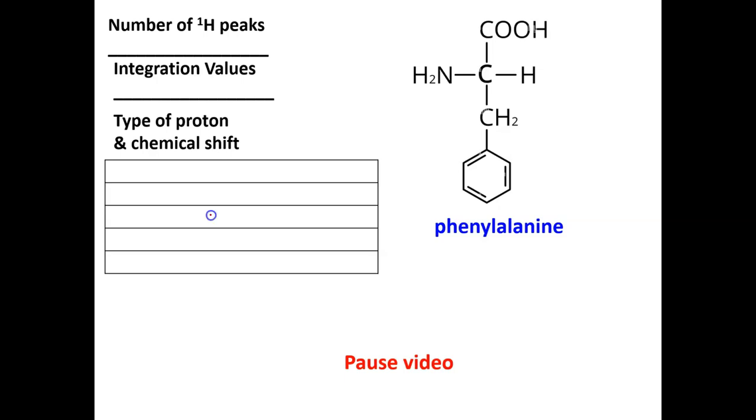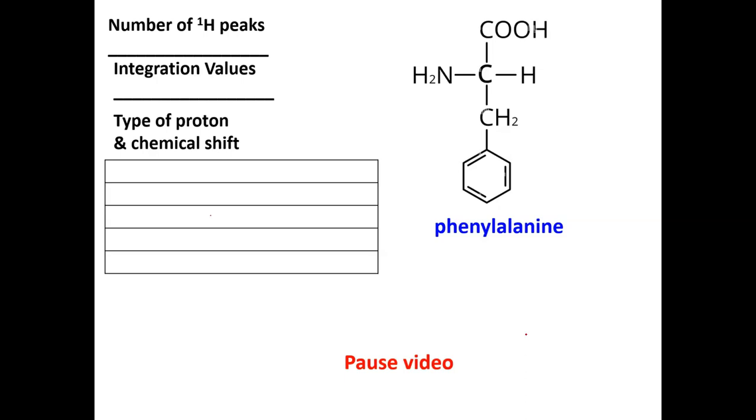And of course, you're going to have a problem with the NH2 because, as you saw on the data sheet, it could be, well, just about anywhere, really. So pause the video and have a go at doing this bit of the analysis. Okay, so we'll move on after our phenylalanine.